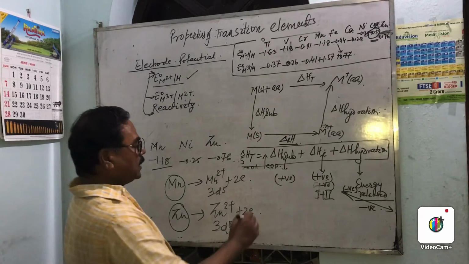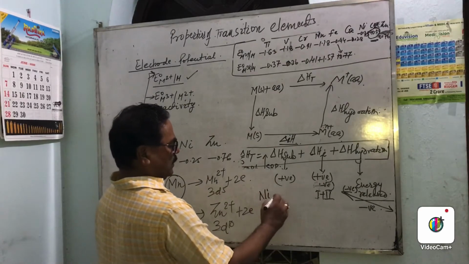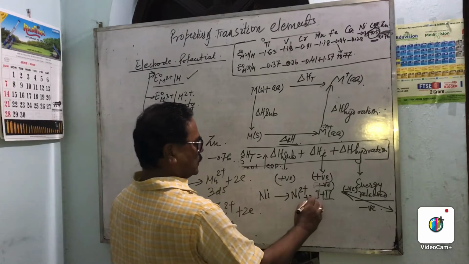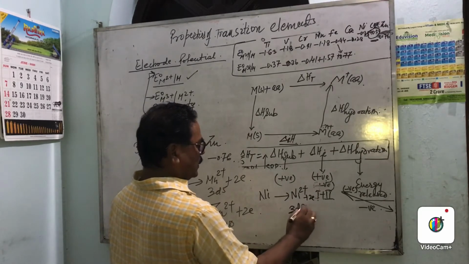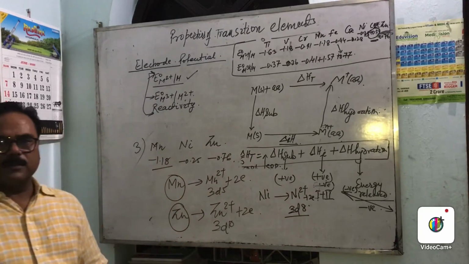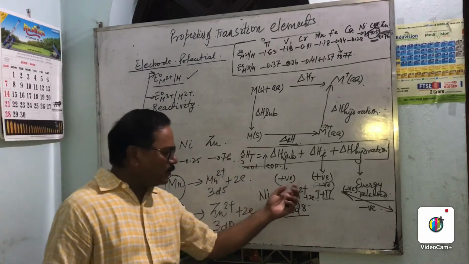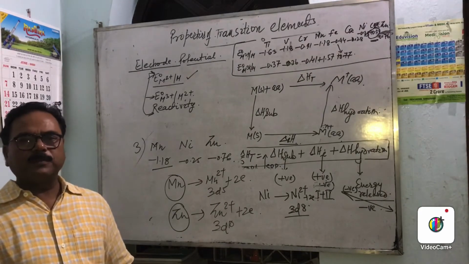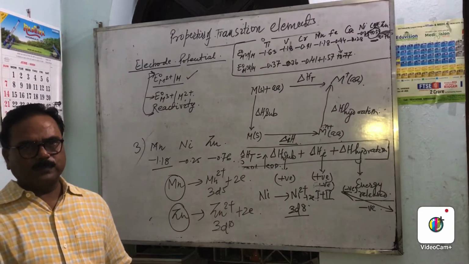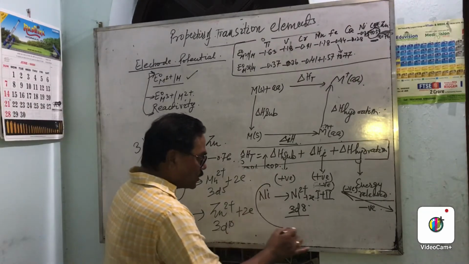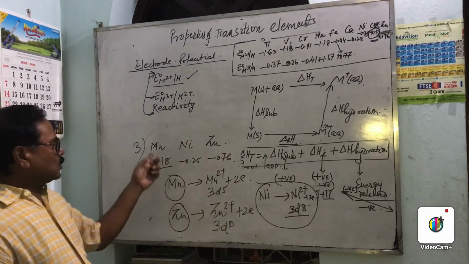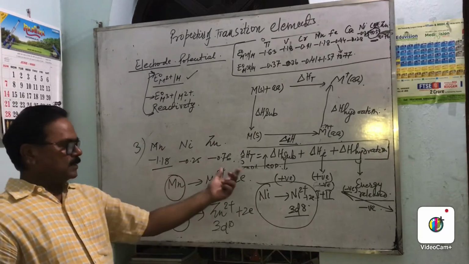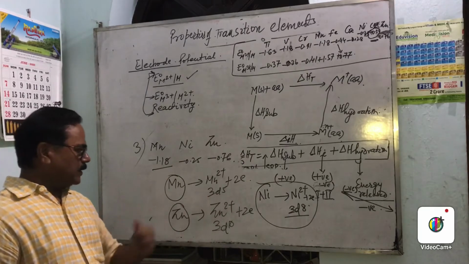Now what about the nickel? If we take the nickel, this is Ni2+, and this is 3d8. Here there is no stable configuration. So how do we say the nickel will get converted into Ni2+ and have a negative reduction potential value? The question is asked about Mn, so you will answer that Mn is converted into 3d5, more tendency to lose electron, to attain a stable configuration.